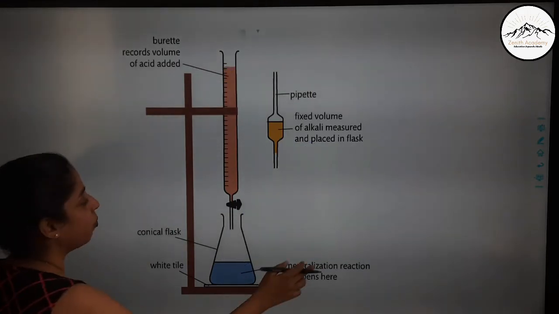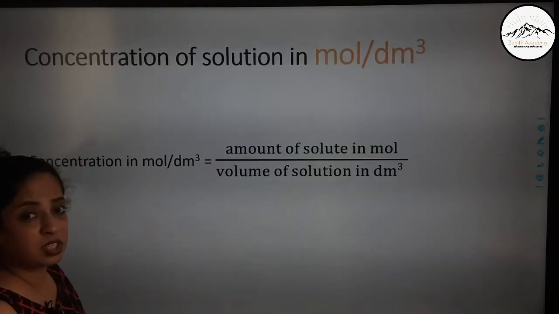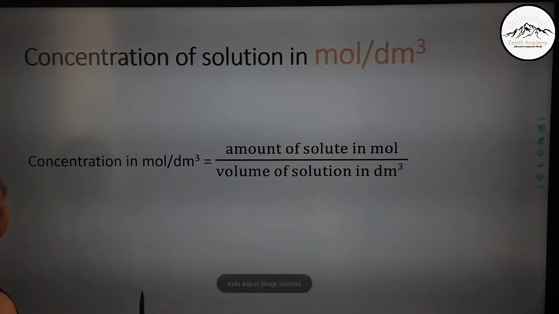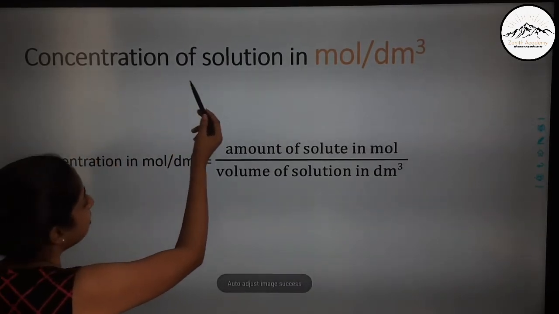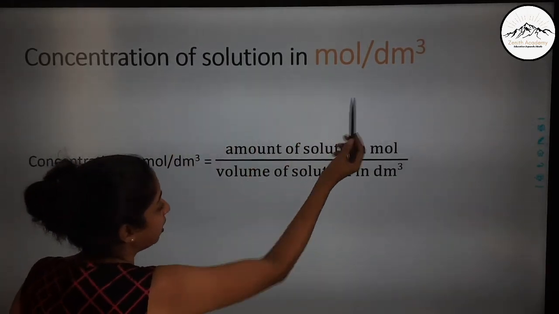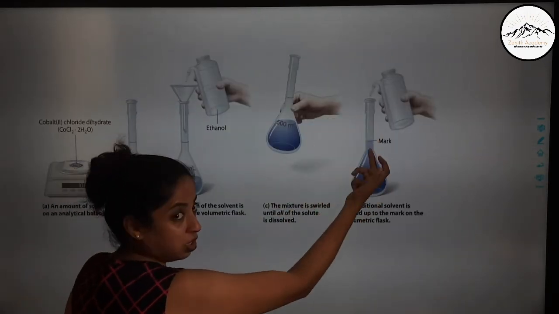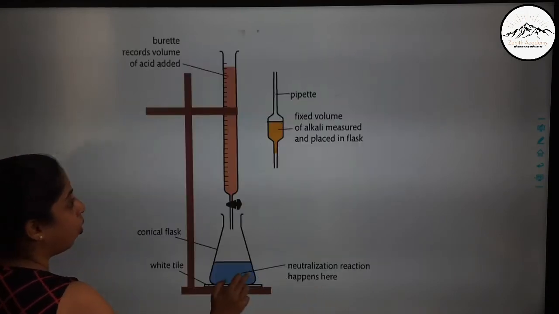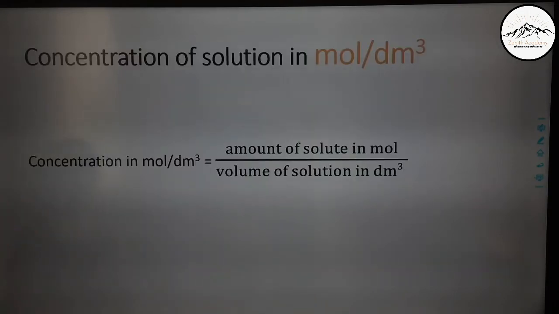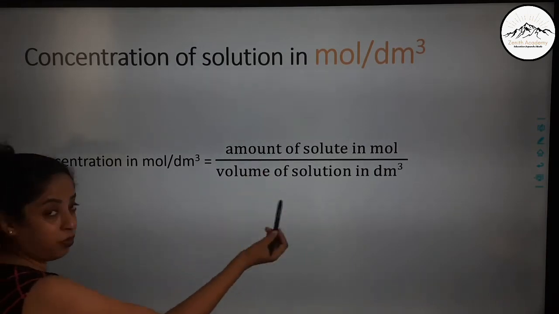So this was from our previous knowledge. Now let's see the calculation part. How can we calculate the concentration of a solution in moles per decimeter cube? Which concentration am I talking about? This concentration, the concentration of this solution. The concentration in moles per decimeter cube can be calculated by using a formula.